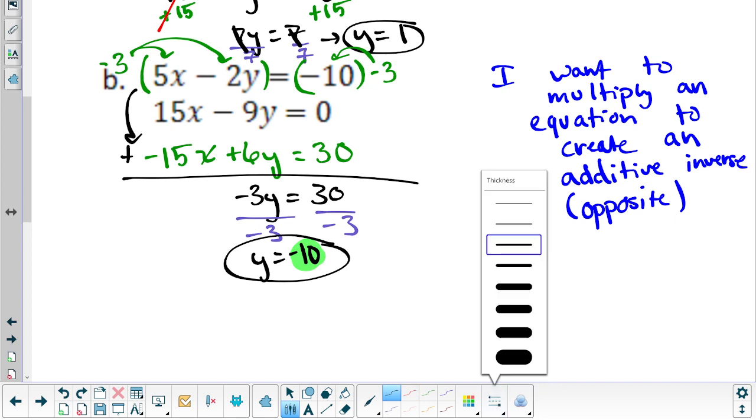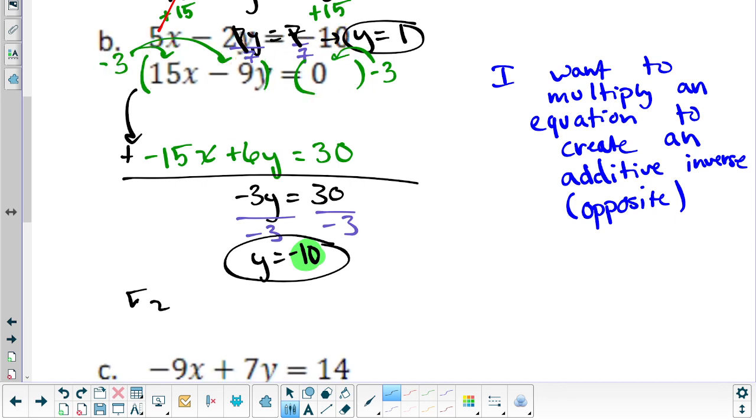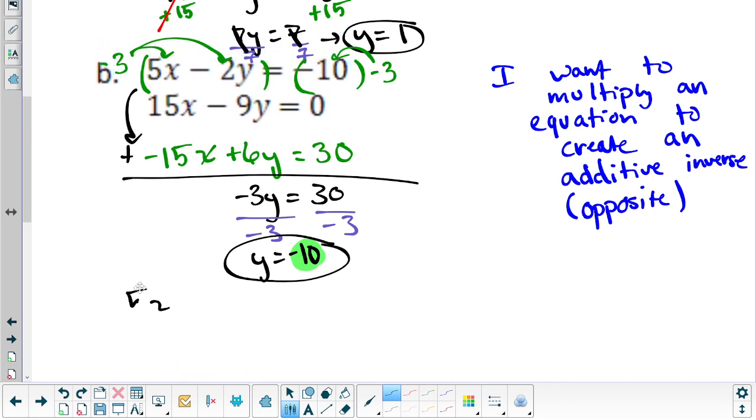And so when I go back into my top equation, 5x, whoa, my pen is freaking out. Oh no. Okay, relax. Okay, 5x minus 2y equals negative 10. Remember, I'm doing this before I multiplied because it was simpler. Except now I know that y is, oh no, my eraser doesn't work. Hold on. No, please stop. Okay.